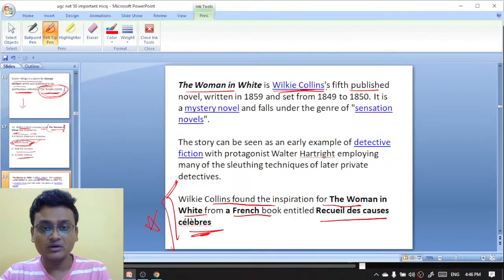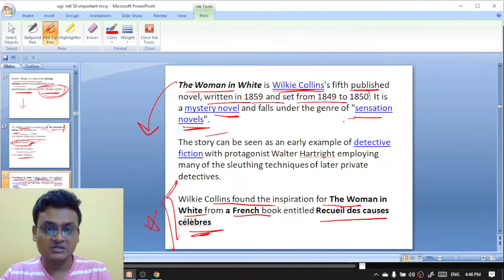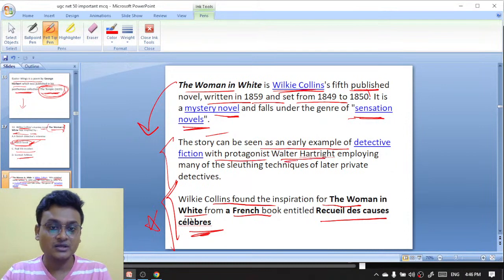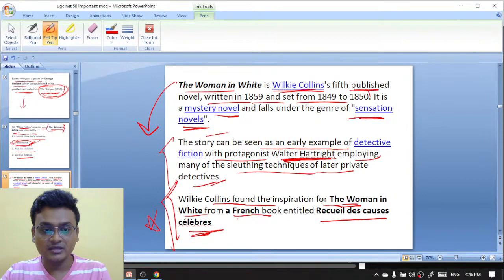The Woman in White is Wilkie Collins' fifth published novel, written in 1859 and set from 1849 to 1850. It is a mystery novel, and falls under the genre of sensation novels. The story can be seen as an early example of detective fiction. The protagonist is Walter Hartright, employing many of the stealthy techniques of later private detectives. Collins found the inspiration for it from a French book entitled Recueil des Causes Célèbres.